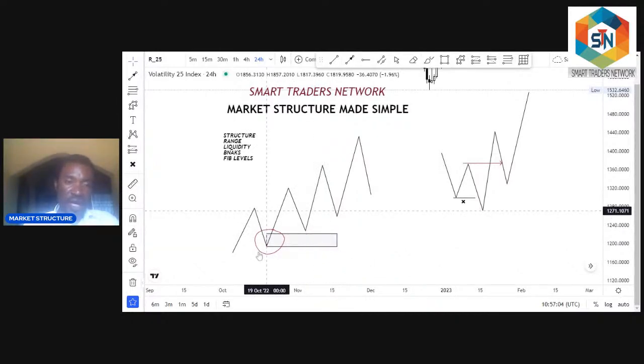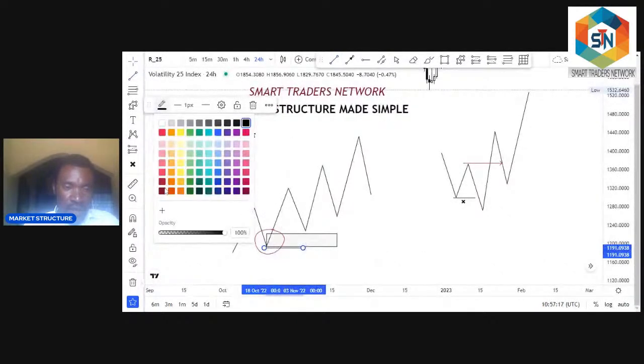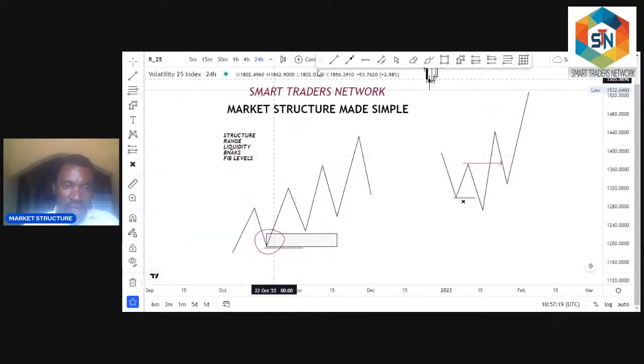The next thing to look at is your range. What's the trading range? The last low that was created, and then the last high that price was coming from. This is the last high. That's your range. Then liquidity.